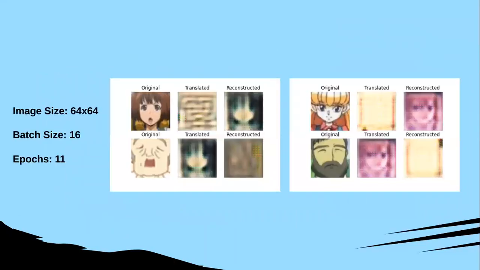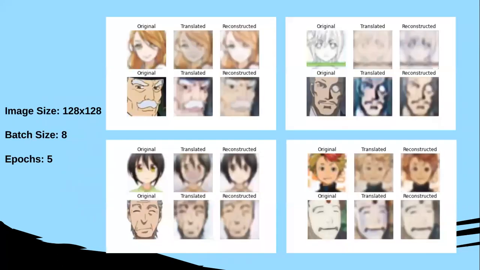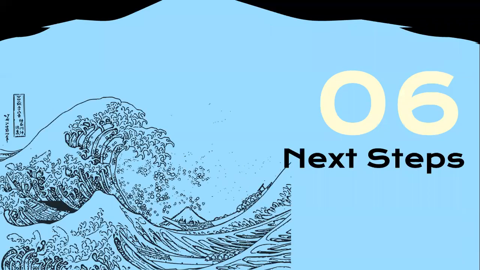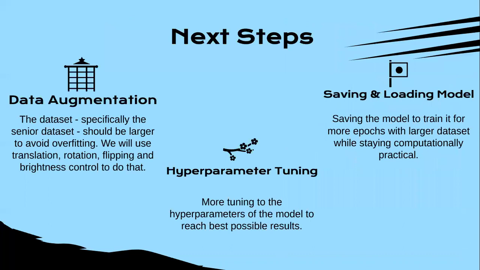These are 64 by 64. They were not really promising, so we then moved to 128 by 128, and the results were much better. The reconstruction of the image specifically is noticeably good. However, the translation needs some improvement, as the faces do not look noticeably younger or older. The next steps that we have to do, obviously, first is hyperparameter tuning.